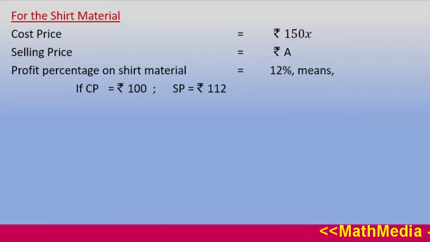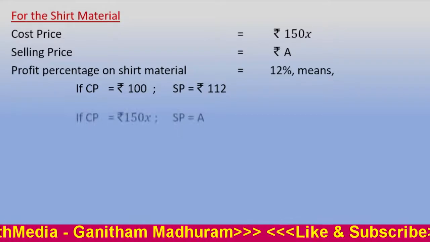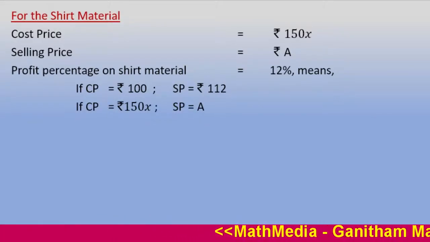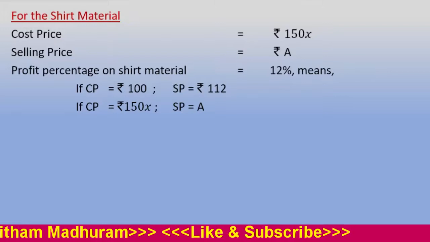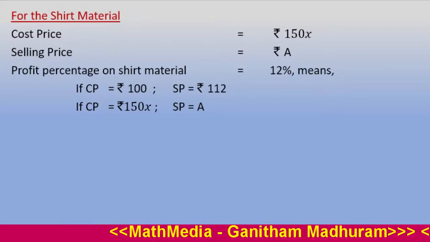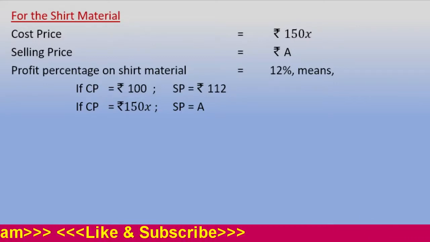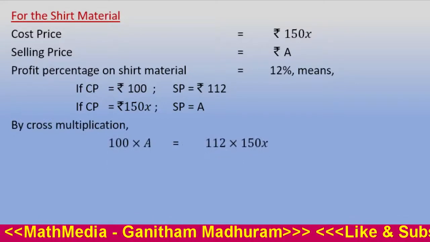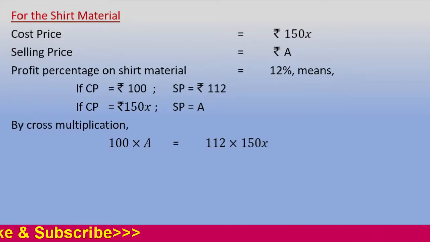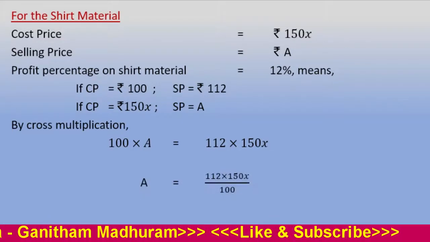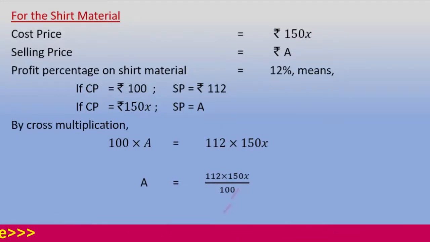Okay, now we come to our question. The cost price is rupees 150x. So below CP, according to the question, you write the CP. That is, if CP equal to rupees 150x, SP equal to A. That is, we have to find out the SP of the shirt material. How to solve A? By cross multiplication. That is 100 into A equal to 112 multiplied by 150x. A equal to 112 into 150x upon 100.